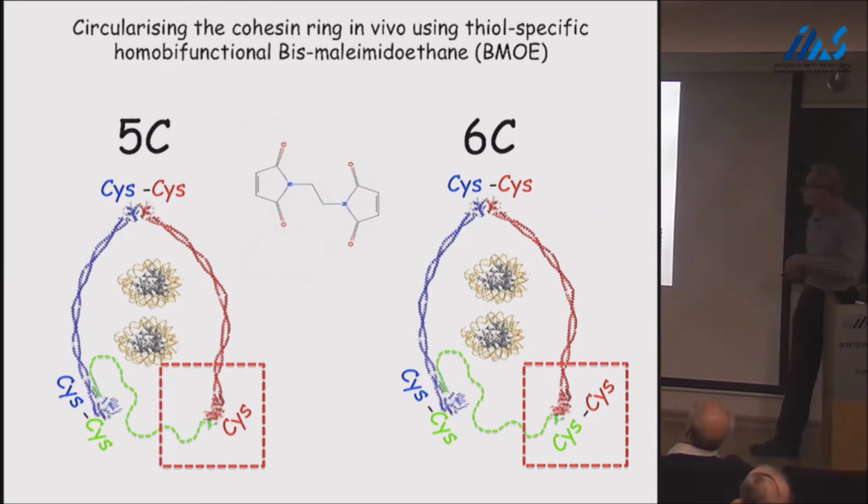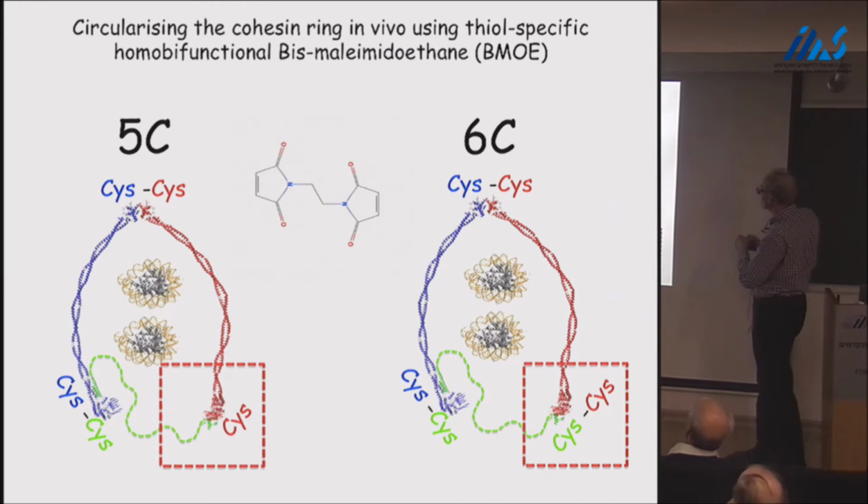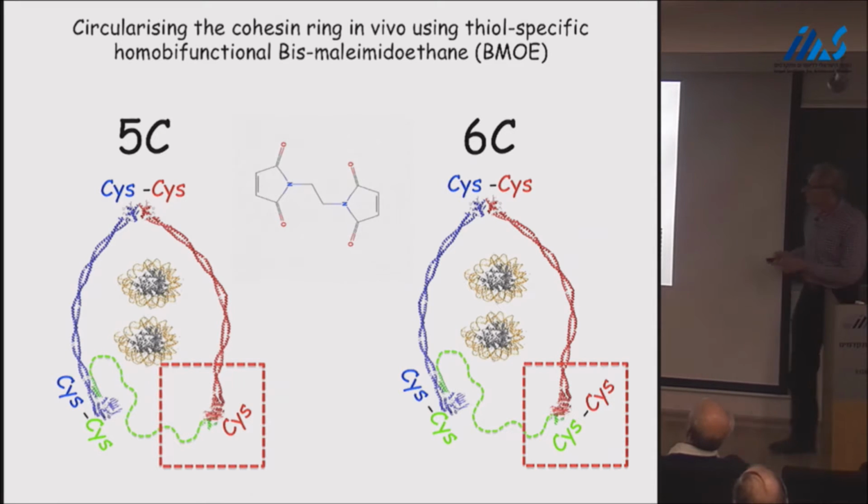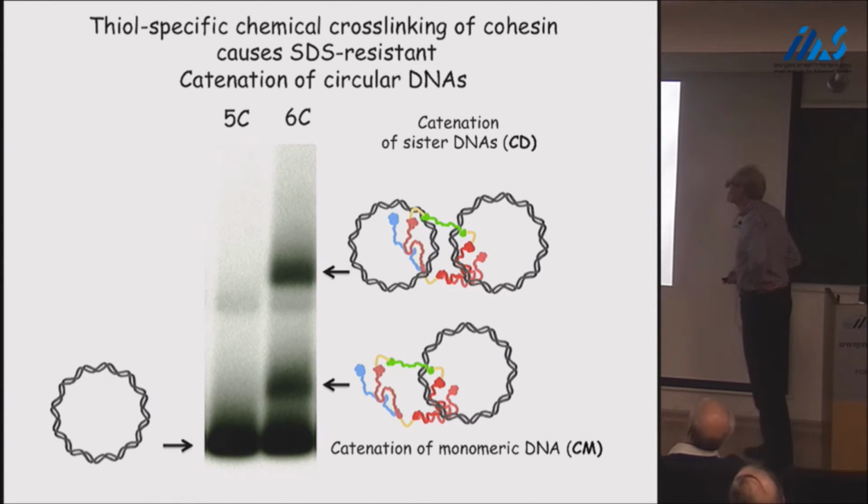So we did this experiment, and we had a control. We had a 6C strain, which is the experimental, and we had a control where we dropped out just 1 cysteine. So now you'd cross-link here and you'd cross-link here, but you wouldn't cross-link here, so you wouldn't circularize. And here is the result that you get. In the 5C strain, after BMOE treatment, all of the DNA associated with the cohesin in the immunoprecipitates is supercoiled, decatenated. So topoisomerase has decatenated the sisters. It's supercoiled monomeric DNAs that run here in the gel.